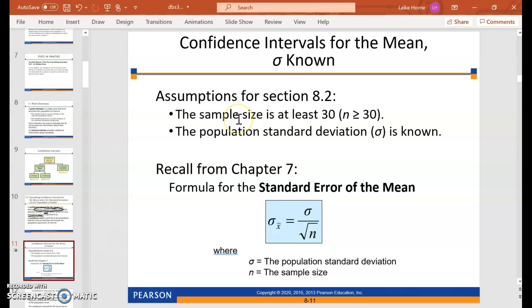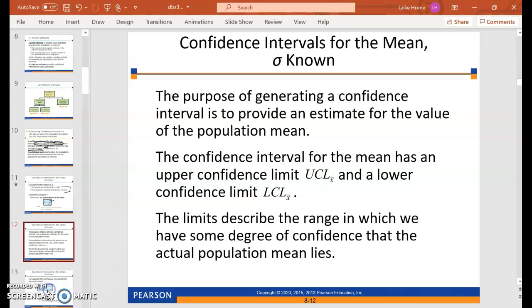So here are two assumptions, and this is something that will be asked on the homework. We're assuming the sample size is going to be greater than or equal to 30 and the population standard deviation is known. Remember from chapter 7, the standard error of the mean is the standard deviation divided by the square root of n, the population standard deviation divided by the square root of n.